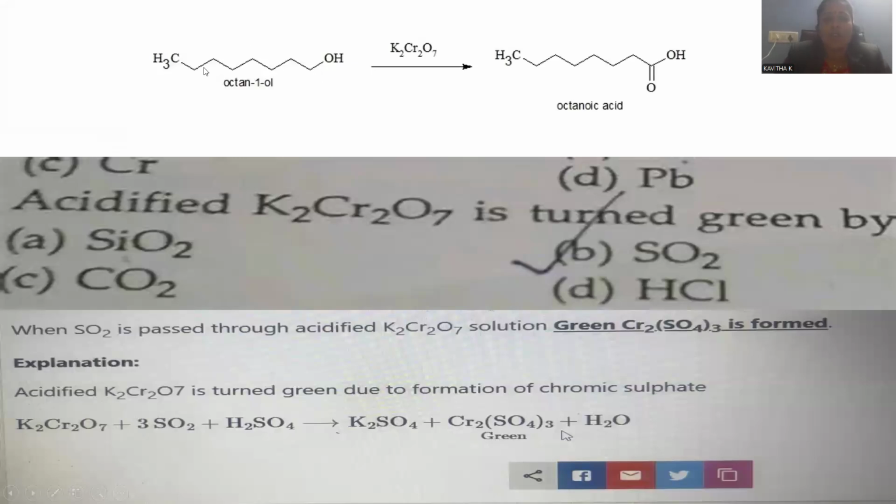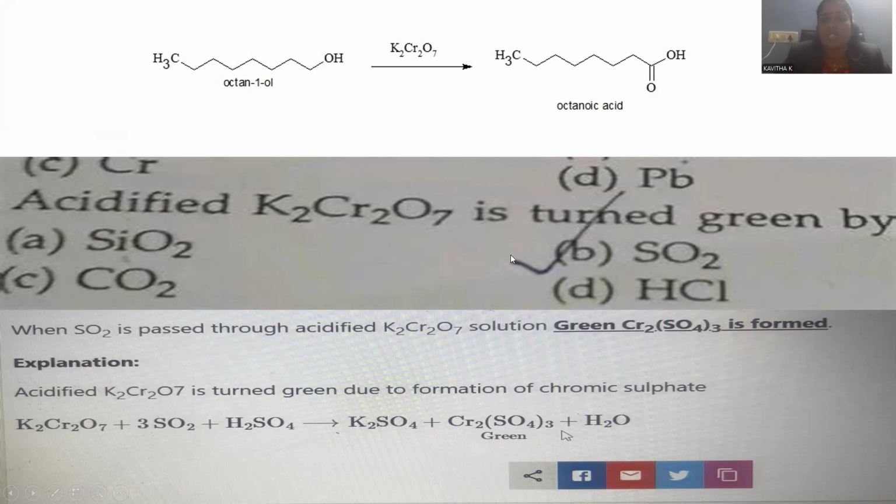This is the one where a long chain was taken. Here is the alcohol. Whatever the chain length, irrespective of it, we only need to observe the functional group present. That functional group again reacts with K2Cr2O7, and this alcohol will be turned into a carboxylic acid.